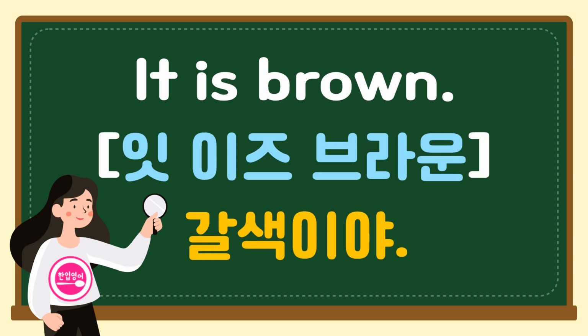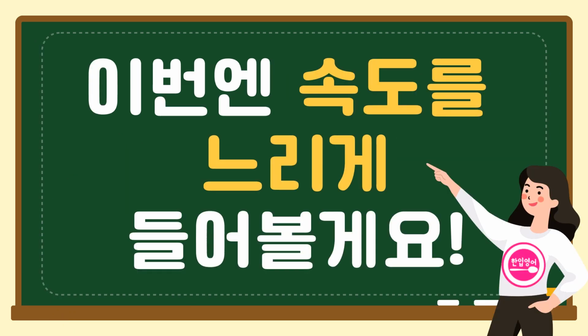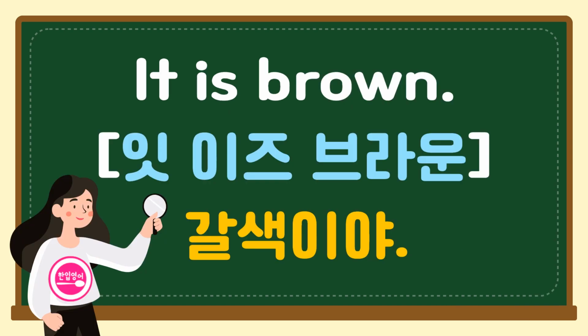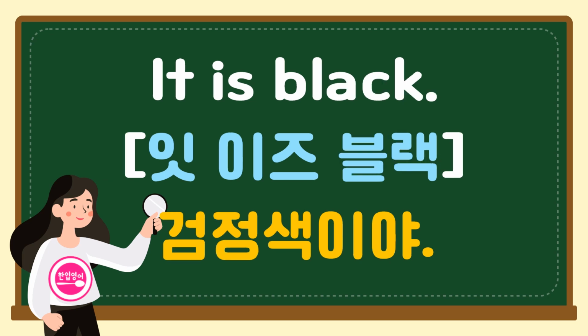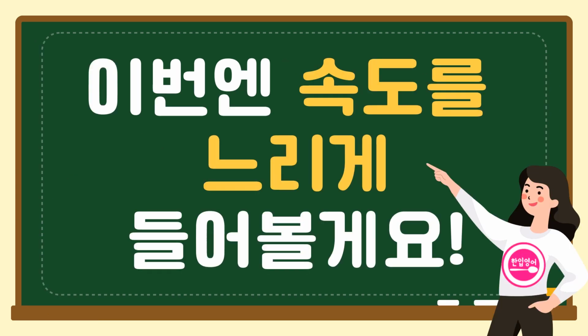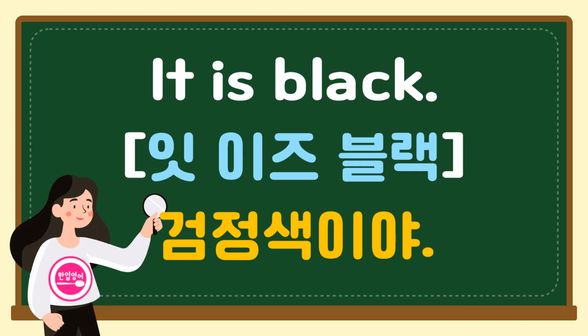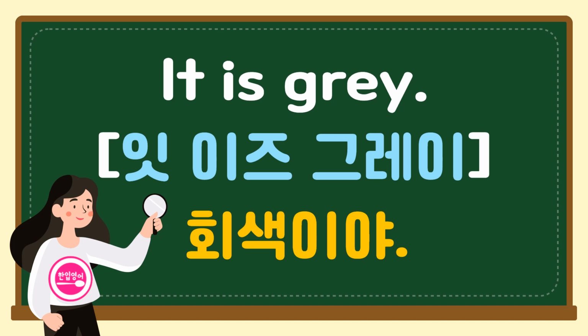It is brown. 검정색이야. It is black. 회색이야. It is gray.